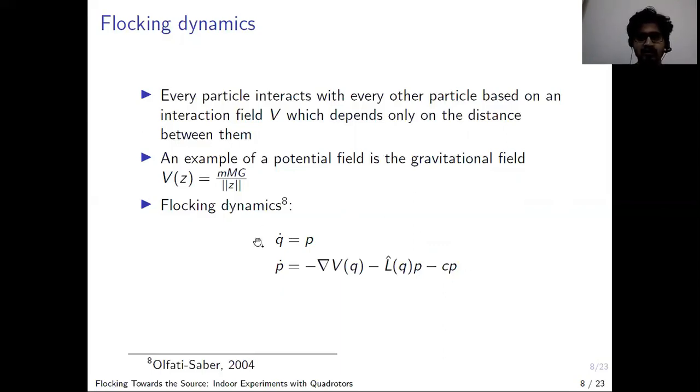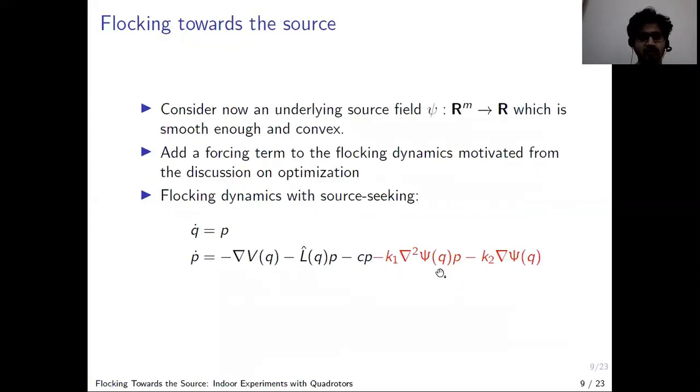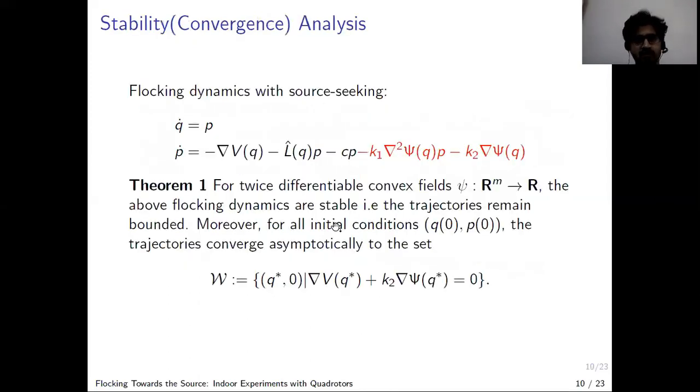Now, observing these flocking dynamics and recalling what we saw in the momentum-based Newton method in the continuous time setting earlier, we can add a forcing term to these flocking dynamics, such as here, where psi now is the underlying source field, which we assume to be smooth enough to have these gradients and Hessians well-defined and convex. Now, in order to show that this is a good idea, we have the following theorem, which analyzes the dynamics shown here.